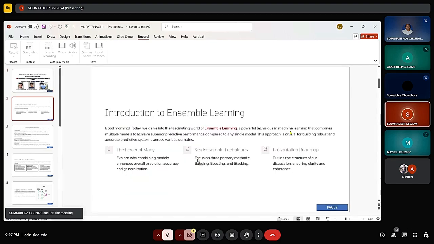Our topic is Introduction to Ensemble Learning. So, what is ensemble learning? A powerful technique in machine learning that combines multiple models to achieve superior predictive performance compared to any single model. This approach is crucial for building robust and accurate predictive systems across various domains. So, there are 3 main features of ensemble learning: the power of many, the ensemble techniques, and the presentation roadmap. So, the next slide.